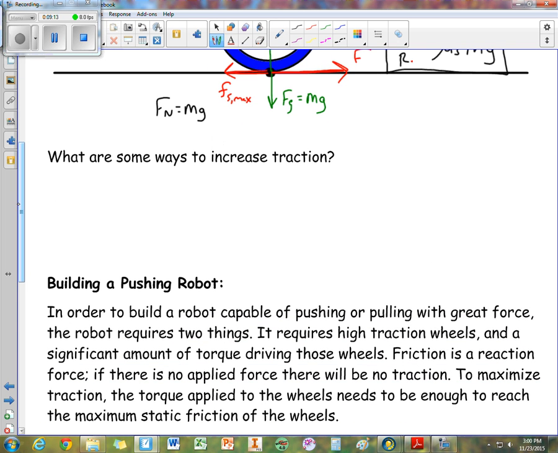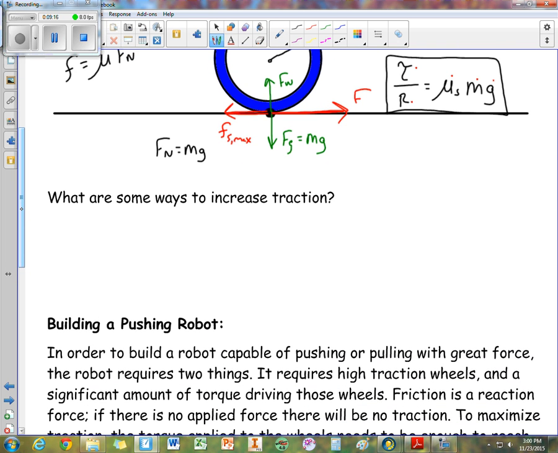So what are some ways of increasing traction? Well, looking at that equation, we could increase the mass. We could decrease the torque. We could increase the coefficient. And looking at it, we can play around with the radius of the wheel as well. I'll leave it up to you to figure out if we need to increase or decrease the radius.